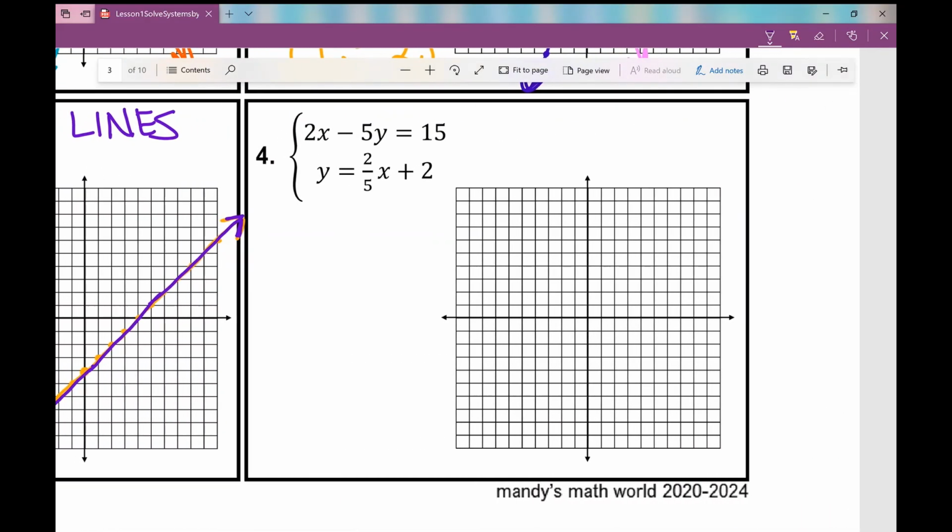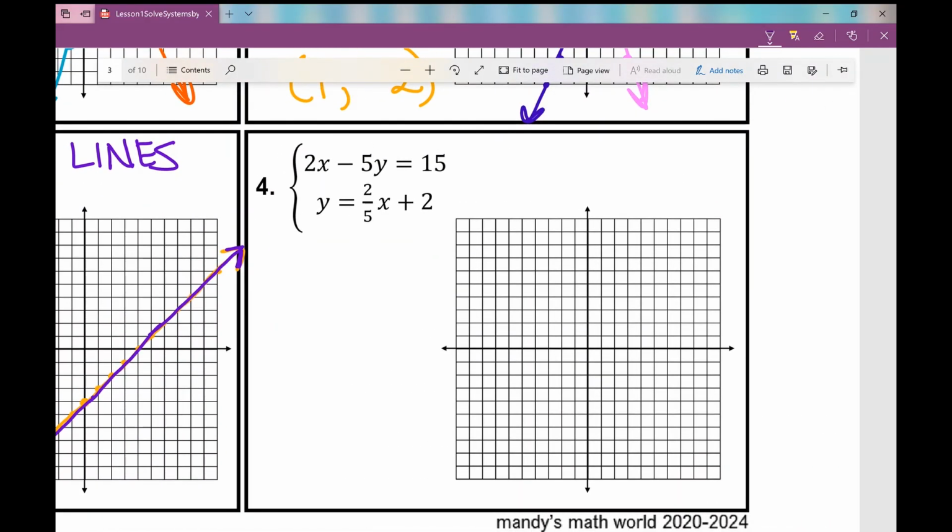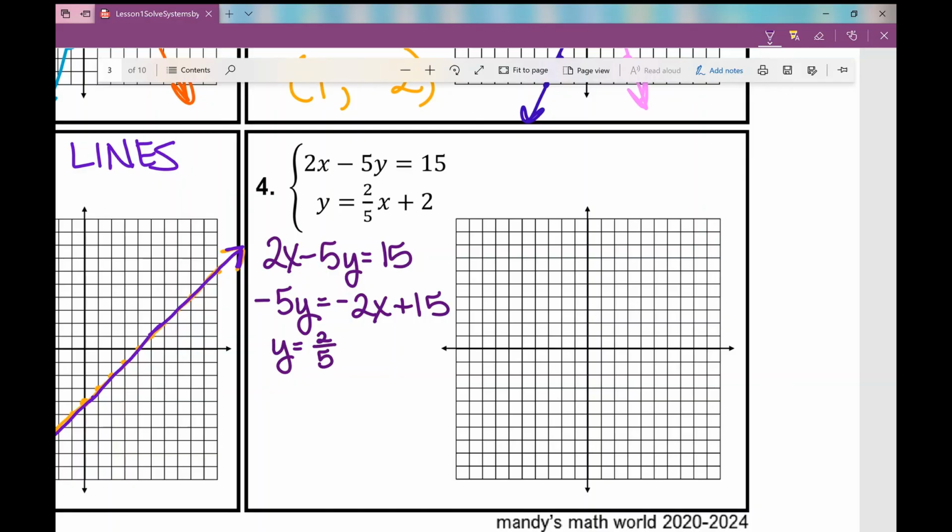Okay, so my second equation is already in slope-intercept form. Let's convert this first equation to slope-intercept form. And what do I do first? I move my x term over, so minus 2x. I've got -5y equals -2x plus 15. And then now what do I do? I divide both terms by -5. So I end up getting positive 2/5 times x minus 3.